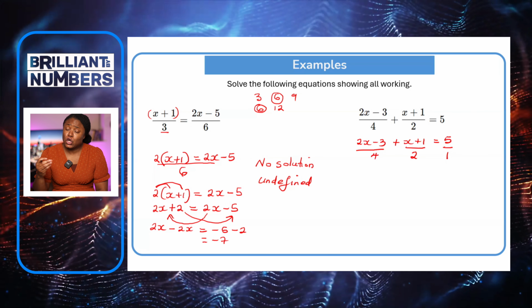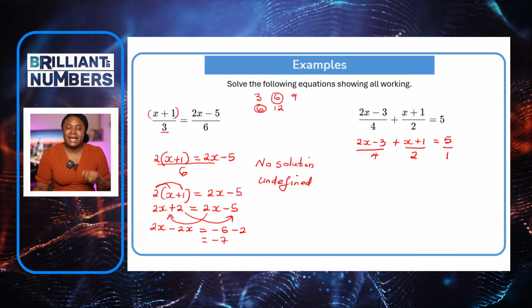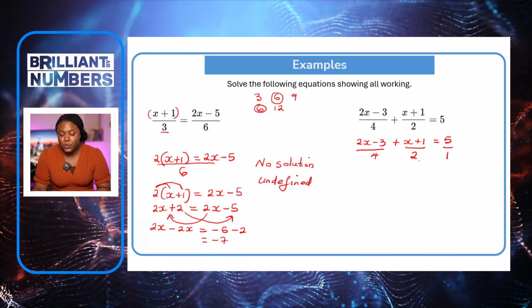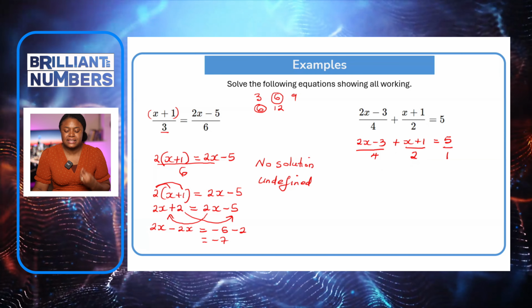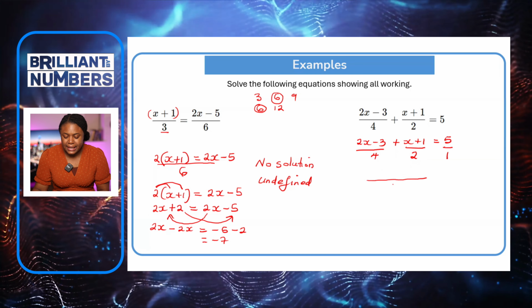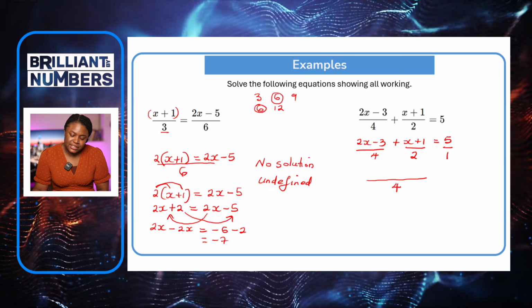Now we need to find our lowest common multiple of 4 and 2. So again, we see that 2 goes into 4 and 4 also goes into itself. Absolutely fantastic. So the lowest common multiple therefore is 4. So we go and divide this denominator.